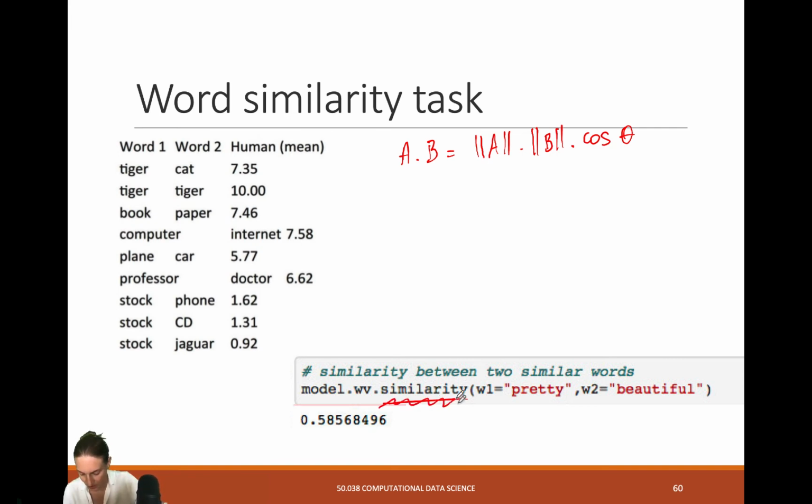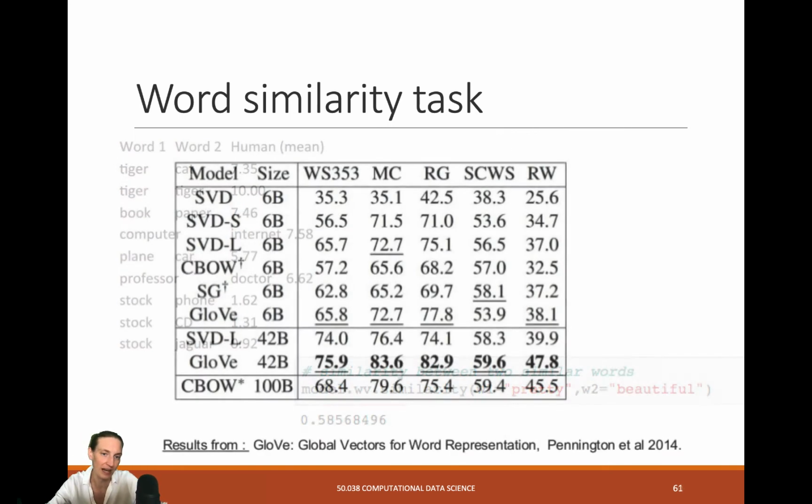So we get a similar result if we just use a similarity function of Word2Vec here. In our pre-trained Gensim model, we can use a similarity function, input it two words, pretty and beautiful, and it'll tell us how similar they are, which is a quite cool function, and we'll experiment with this in the lab.